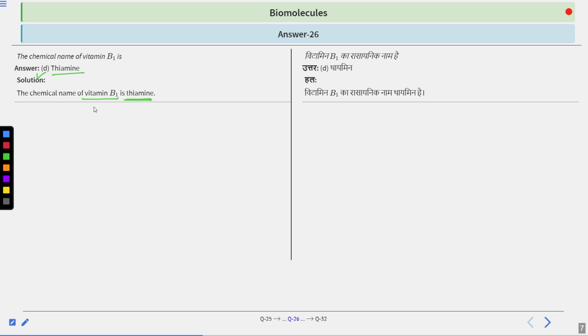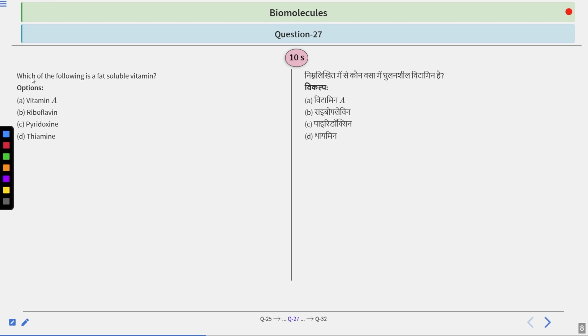Moving on to our next question. Which of the following is a fat soluble vitamin? From the given options, you have to select one vitamin which is fat soluble. There are vitamins which are either fat soluble or water soluble. Options are vitamin A, riboflavin, pyridoxine, or thiamine. You have some time to think about this question. After that, we will see the answer.